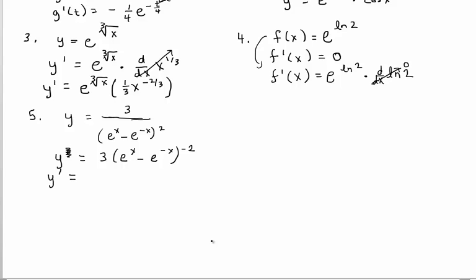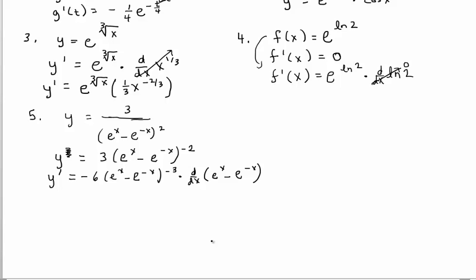Well, the outside function here is 3x to the negative 2. That's a power function, so I'm going to apply the power rule, and then the inside functions are each going to be the exponential derivative rule. So I'm going to have negative 6, leave the inside alone, drop the exponent to negative 3, times the derivative, and make sure to use parentheses, e to the x minus e to the negative x.